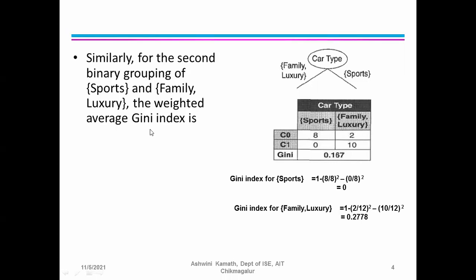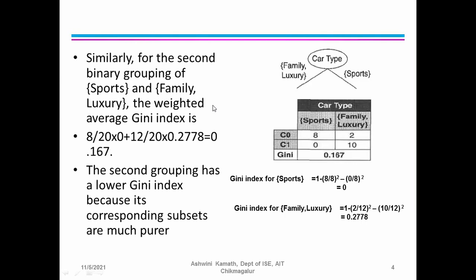This is the second binary grouping, sports and family, luxury. The weighted average Gini index for this is 8 divided by 20, where the total is also 20, so 8 plus 0 plus 2 plus 10 is 20. 8 divided by 20 into 0, the Gini index for sports, plus 12 divided by 20 into 0.2778, which is equal to 0.167. That is the Gini index for this binary split with family and luxury in one group and sports in another group.